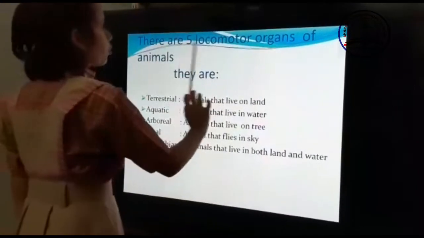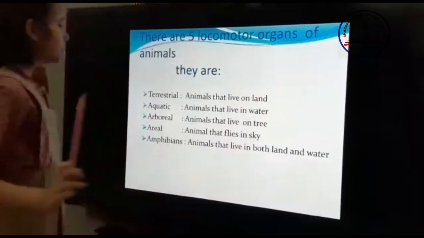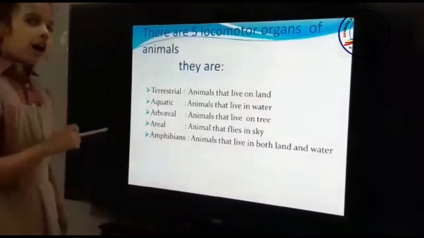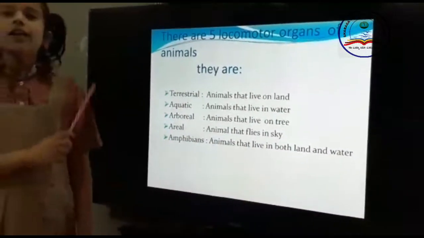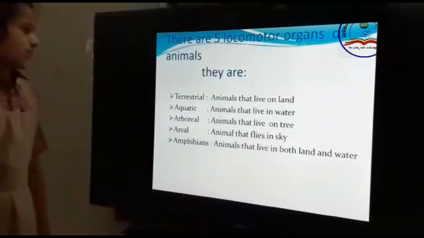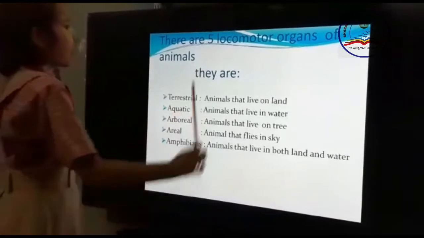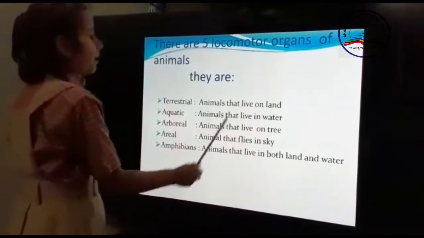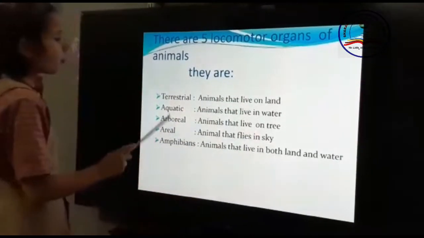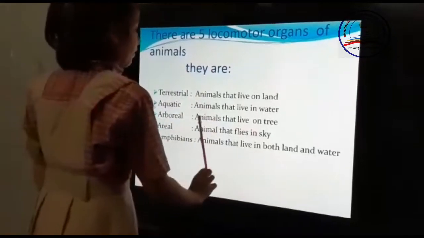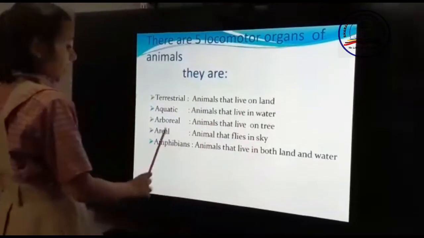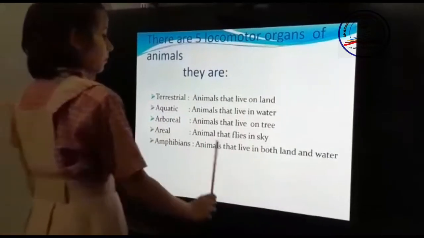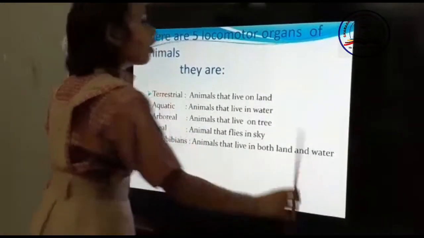There are 5 locomotor organs of animals. They are terrestrial animals, aquatic animals, arboreal animals, aerial animals and amphibians. Terrestrial animals live on land. Aquatic animals live in water. Arboreal animals live on trees. Aerial animals fly in the sky. Amphibians live in both land and water.